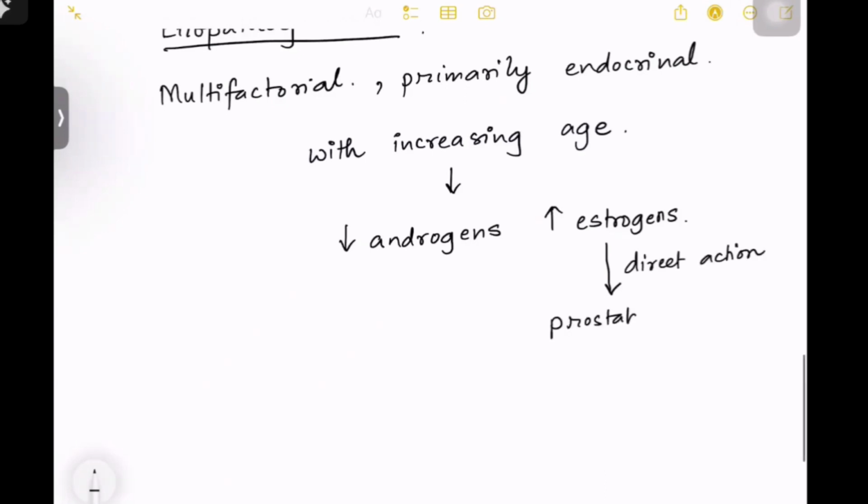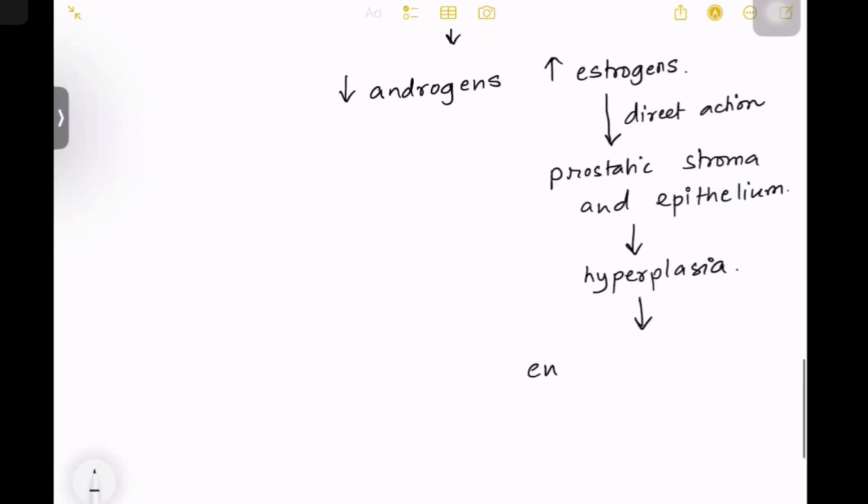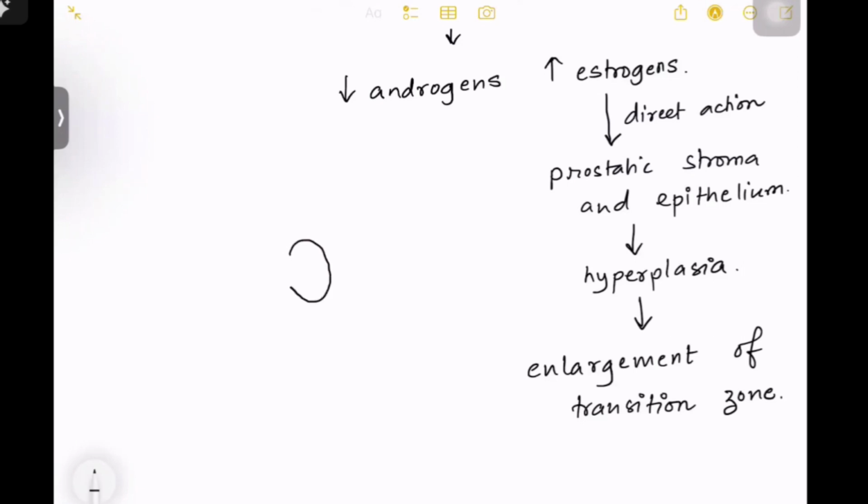So what will happen? This will act on the prostatic stroma and the epithelium. Prostate has a stroma part, prostate has an epithelium part. So it will act there and it will cause the enlargement of the transition zone. Okay? So if the transition zone is enlarging, what will happen? It will cause the compression of the peripheral zone. Just look at the diagram which I have mentioned you now. If the transition zone gets attached, peripherally the yellow colored part will keep getting compressed, right? That will cause the compression of the peripheral zone, and a surgical capsule will be formed.